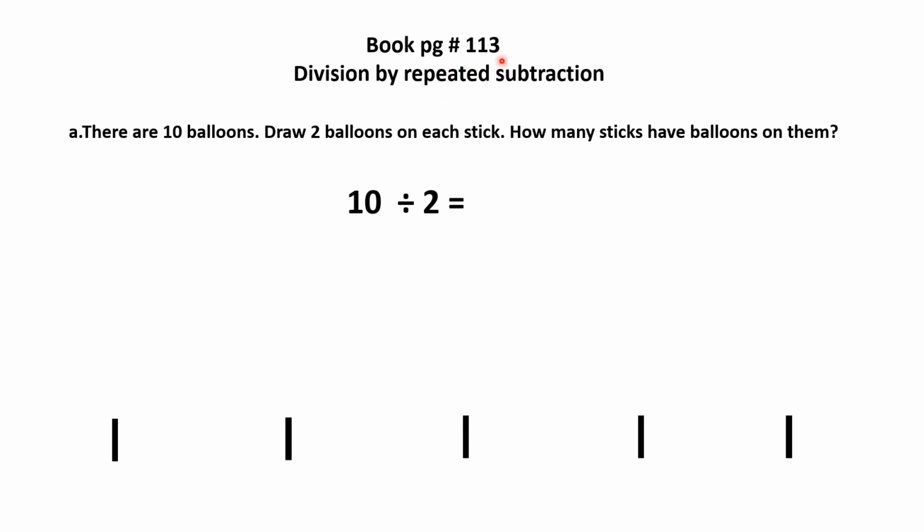Next page, page number 113. Here the question is going to be solved with the help of repeated subtraction in a horizontal way. The question is, there are 10 balloons. Draw 2 balloons on each stick. How many sticks have balloons on them? The question is 10 divided by 2. This is the sign of division.